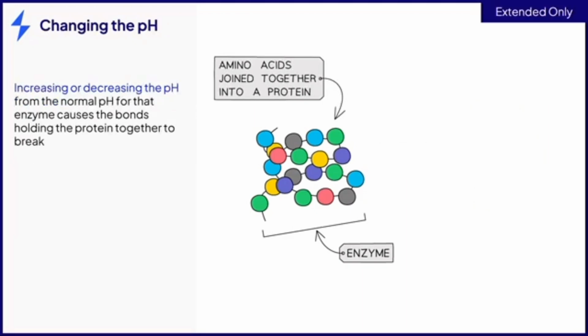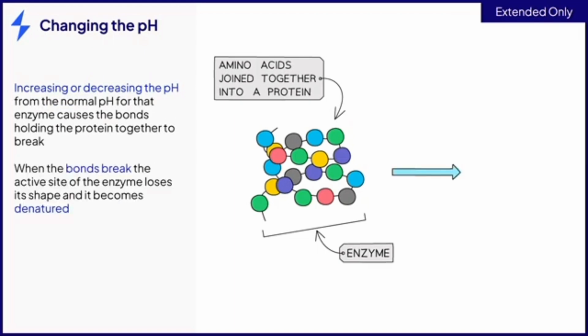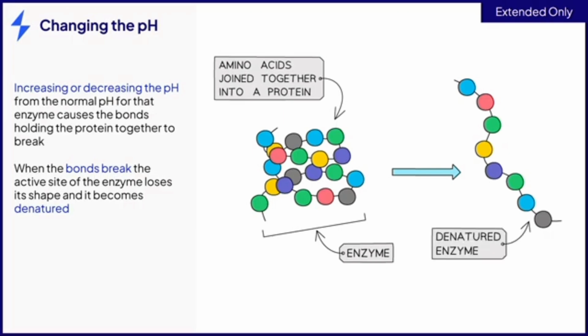The bonds holding together the amino acids in the enzyme are specially adapted to withstand specific pH conditions. When the pH changes to be much higher or lower than this, the bonds between the amino acids can break. When the bonds break, the active site of the enzyme loses its shape and the enzyme becomes denatured, meaning the active site can no longer bind to the substrate and the enzyme cannot catalyze reactions.